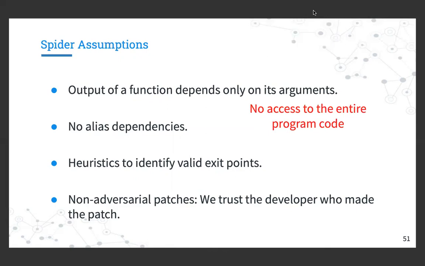And we use heuristics to identify valid exit points. Most of these heuristics are specific to system code bases, but these heuristics may not hold true for other code bases. So we need to be careful in applying Spider to other code bases that do not follow system code practices. Furthermore, we also assume non-adversarial patches. That means we assume the developer who made the patch to be trusted.